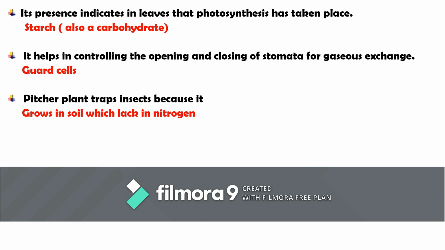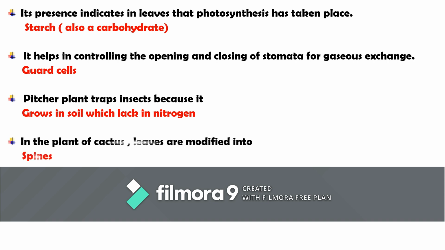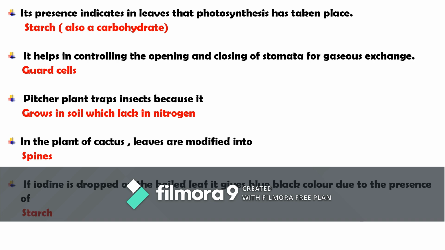Pitcher plant traps insects because it grows in soil which lacks nitrogen. In the cactus plant, leaves are modified into spines. If iodine is dropped on the boiled leaf, it gives a blue-black color due to the presence of starch.